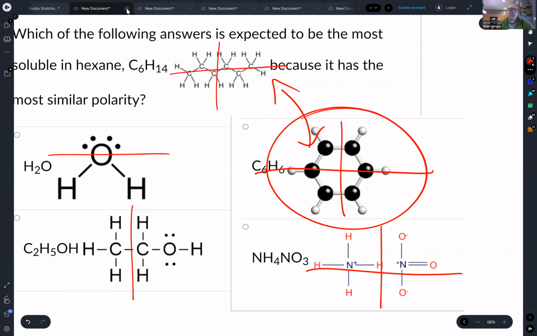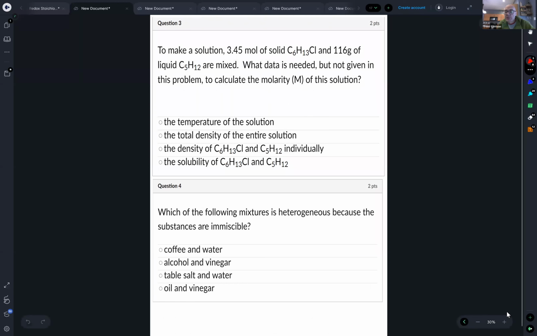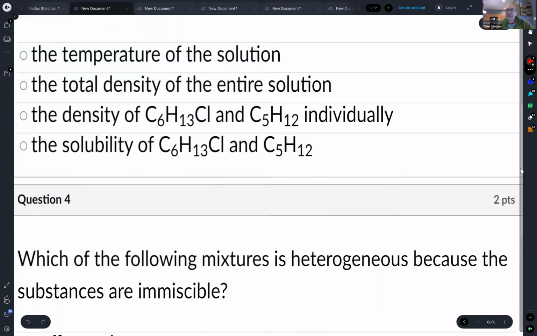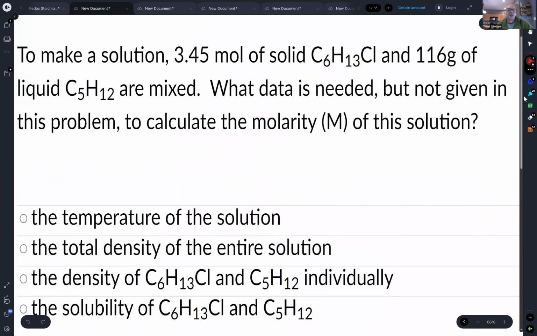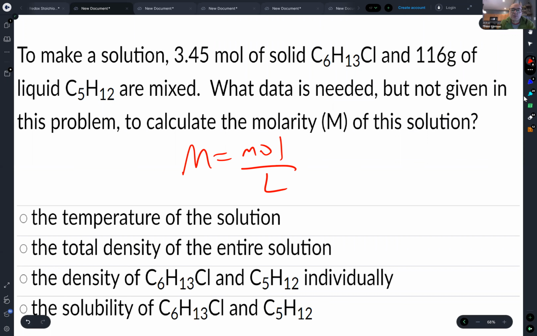Okay, now moving to question 3. Question 3 is asking, to make a solution, 3.45 moles of a solid and 116 grams of a liquid are mixed. What data is needed but not given in this problem to calculate the molarity? Okay, we have the formula: molarity is equal to moles over liters. So I have what I need for moles right there.